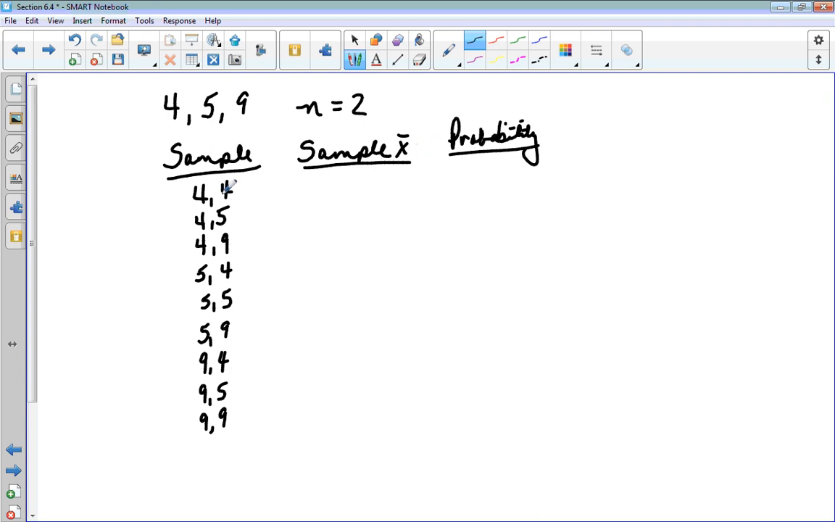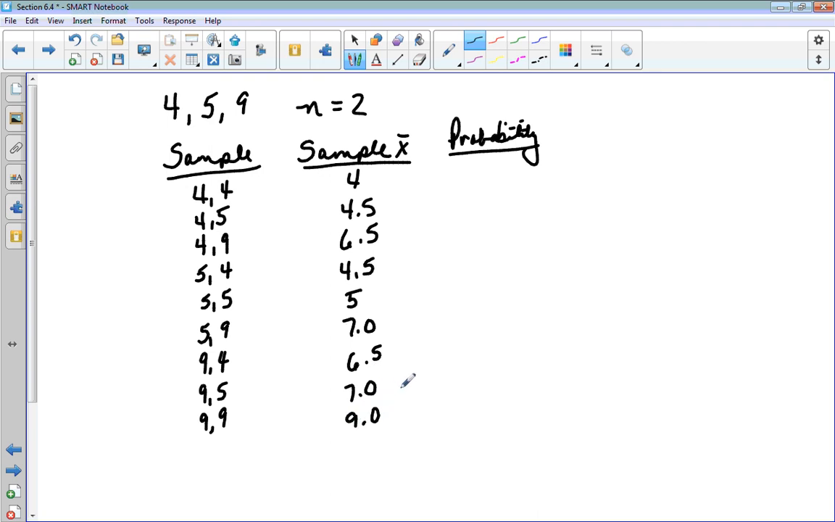Now, very quickly, we'll write down the sample mean. That means I'm going to add 4 plus 4, get 8, divide by 2, of course, is 4. Adding 4 and 5 for 9, divide by 2, will give me 4.5. And we're going to go down here pretty quickly, and I'll do these as fast as possible. You can see all I'm doing is adding them up and then dividing by 2. And 9 and 4, and 9 and 5 is 7, and 9 and 9, of course, is 9.